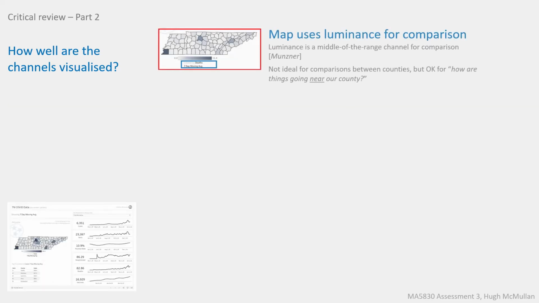The map shows comparative experiences between counties using luminance. As there are 95 counties, the ability to separate using luminance is not very effective, but it is a reasonable way to, in broad terms, see how things are going in nearby counties.